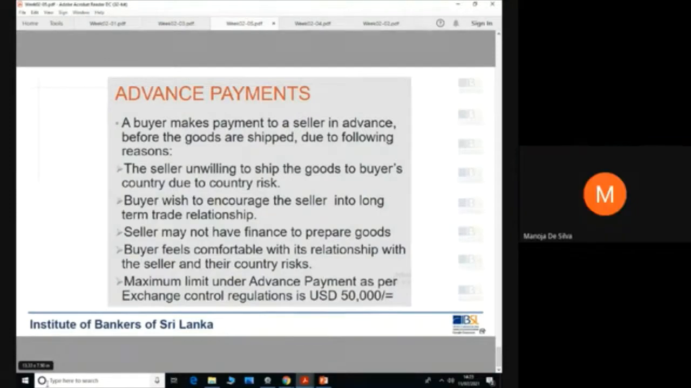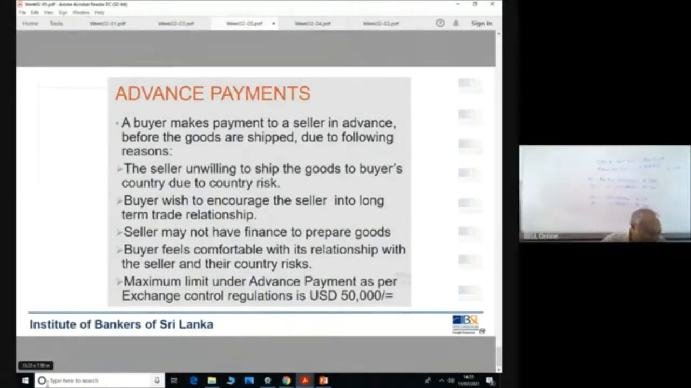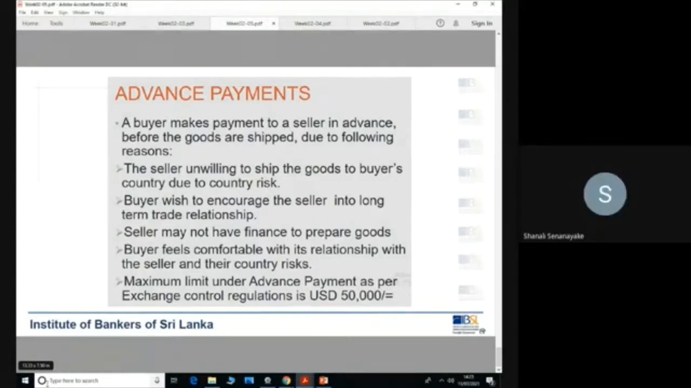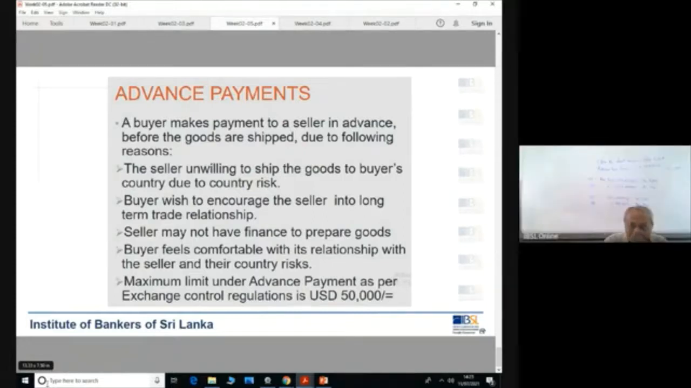Online payments? Yes, online payments. This is what we do. Alibaba, then what else? eBay. All advance payment. Right?